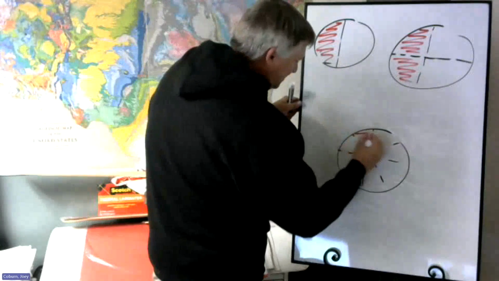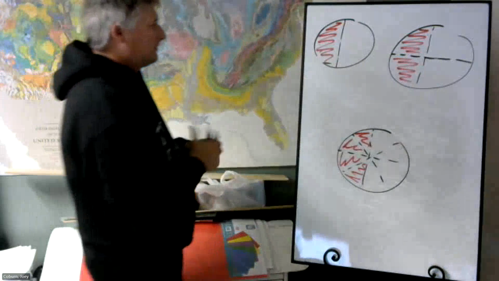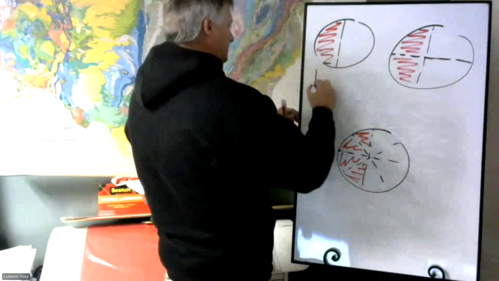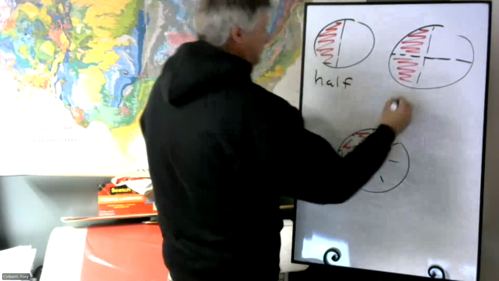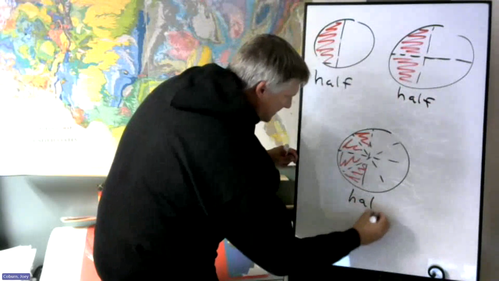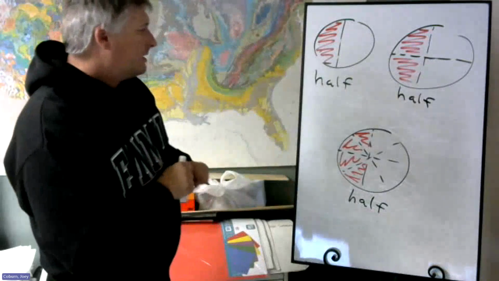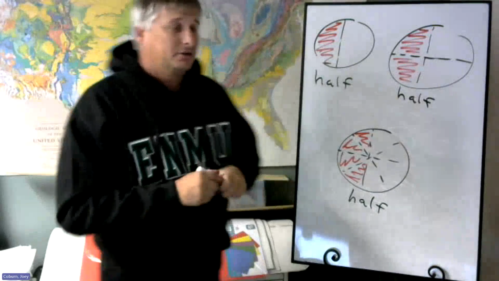Each of these images represents half a pizza. So this is a half. This is a half. And this is a half. They all represent the same amount. But look at how we describe it.